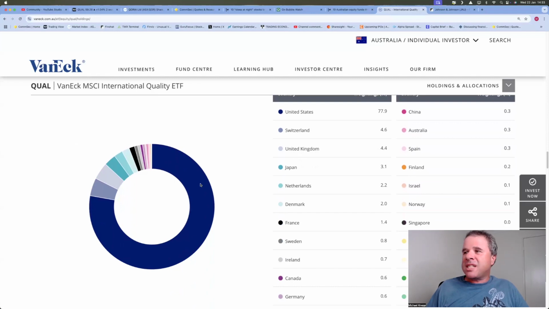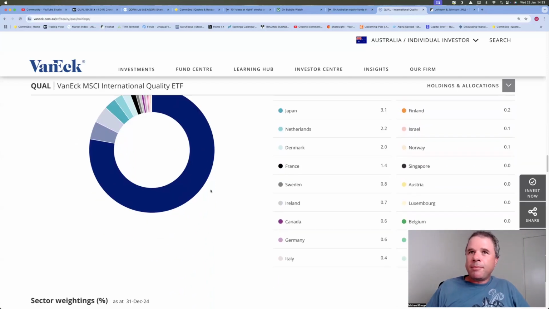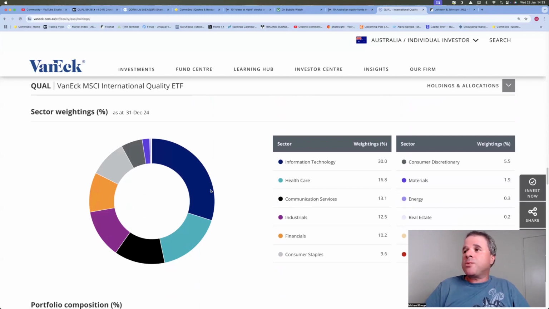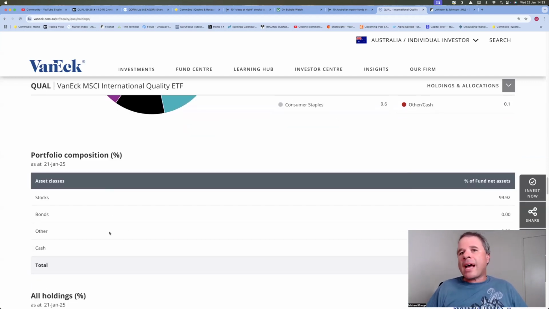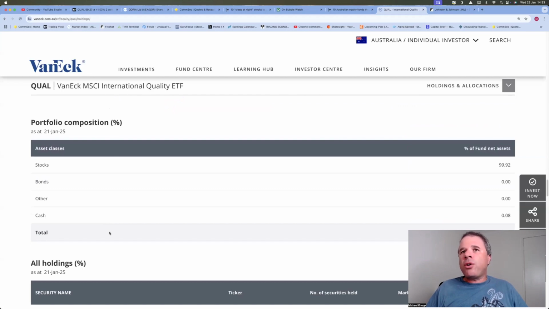Country weightings, 78% of the companies are United States. That sort of makes sense. Not a lot of geographical diversification there. Or sectors, that's interesting as well. A little bit more diversification when it comes to sectors, but IT is at the top, 30%, healthcare 16.8%, communication services 13.1%, industrials, financials, not many mining companies in this particular ETF, materials 1.9%. In fact, they don't consider materials, energy, real estate, utilities to be high quality. I agree with that.